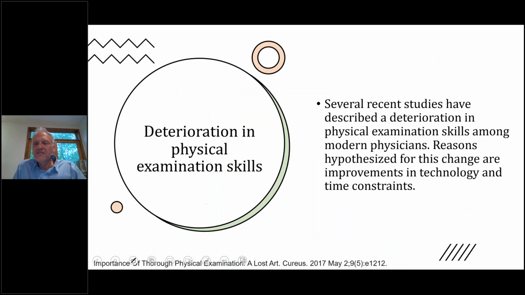All right, so let's just take a small detour. I want to show you this. We went through this slide a few months ago in the DABCI modules, but I want to reiterate. Several recent studies have described a deterioration of physical exam skills among modern physicians. Reasons hypothesized for this change are improvements in technology and time constraints.